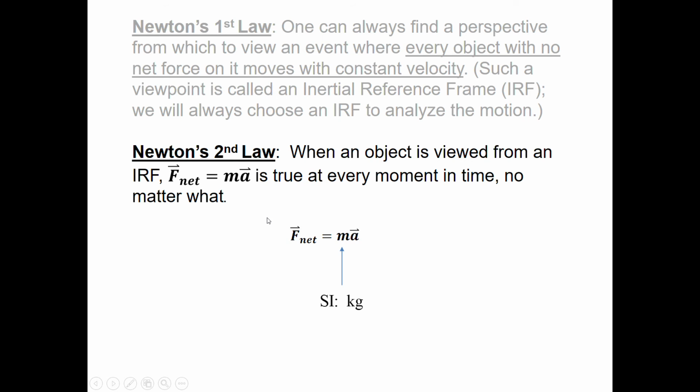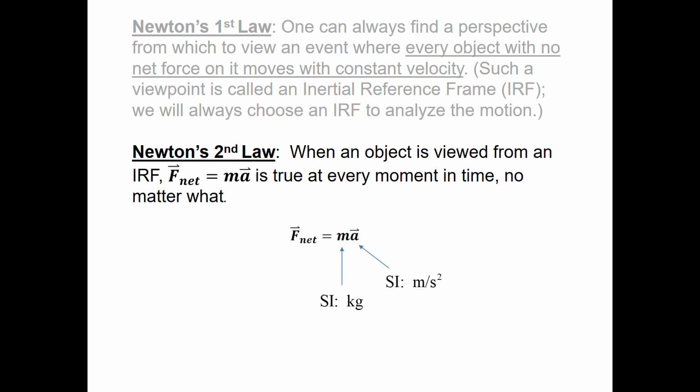Now, what about the SI units for force? We've talked about SI units for mass. Well, I guess we haven't talked about it. We should talk about it now. The SI unit for mass is kilograms. So the harder it is to change the state of motion of an object, the larger its mass is, and it's measured in kilograms. The acceleration is measured in SI units of meters per second squared.